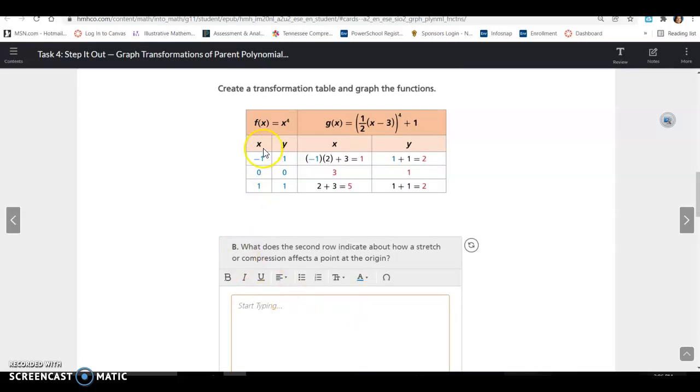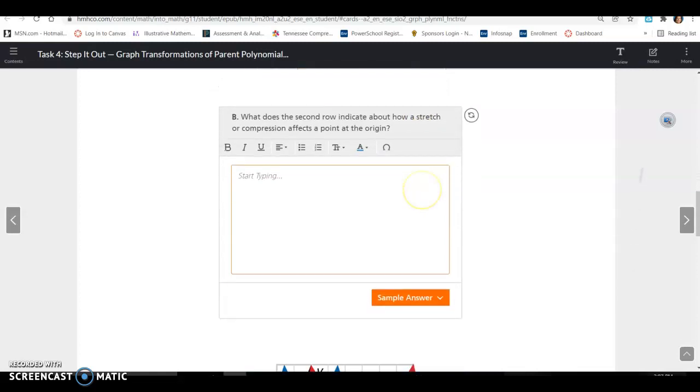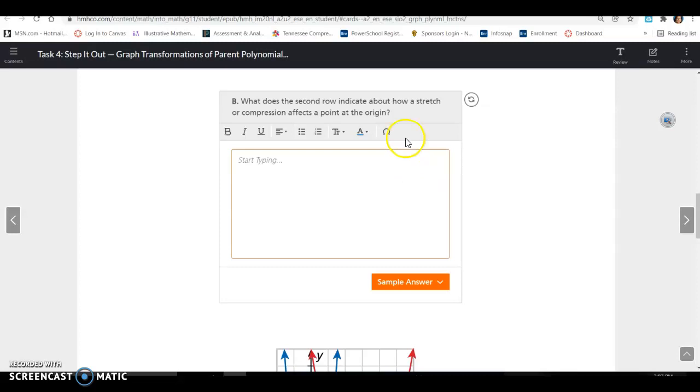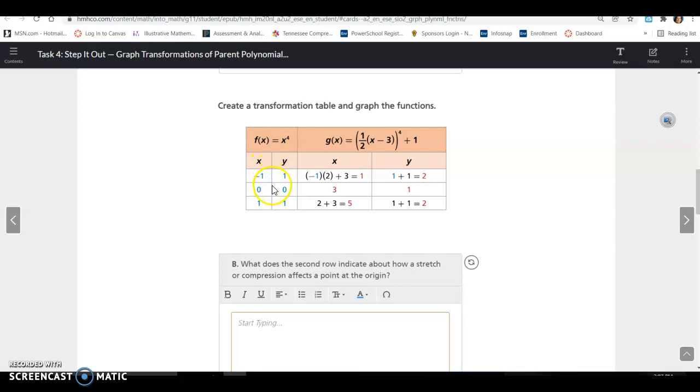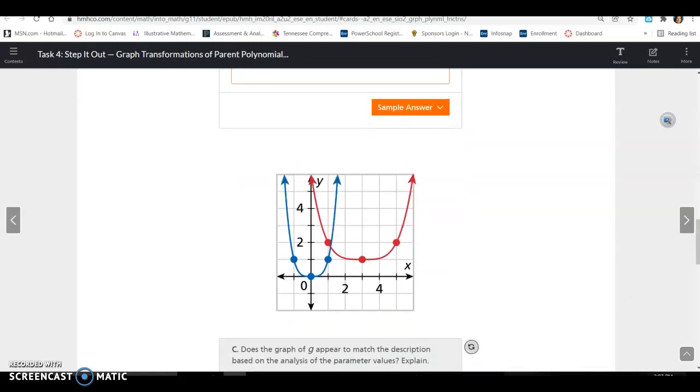All right, so you got f of x equals x to the 4th. That's your parent function. Here are your reference points, and then it's going to take g of x and apply the transformations to it. So g of x will be 1, 2, 3, 1, and 5, 2. What does the second row indicate about how a stretch or compression affects a point at the origin? Okay, so the point at the origin, it's moved based on the horizontal and vertical transformations, but it's not affected by the stretch or compression. So that's why the a or b does not affect that.